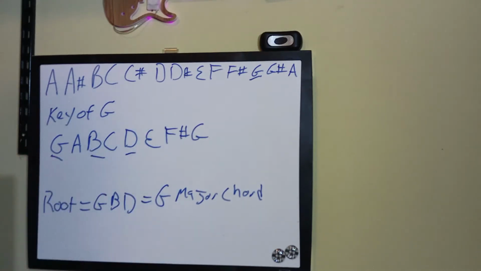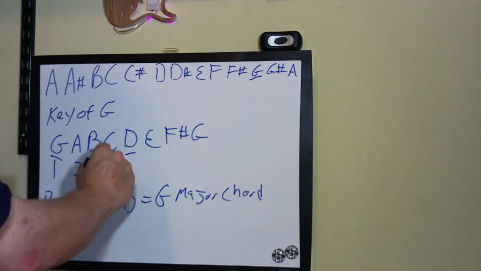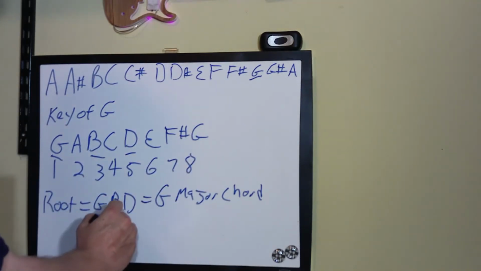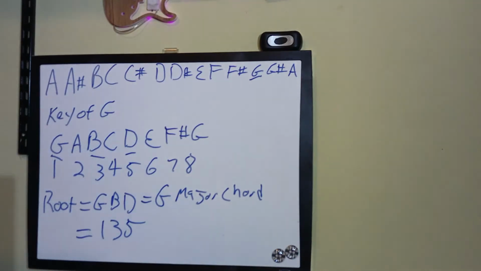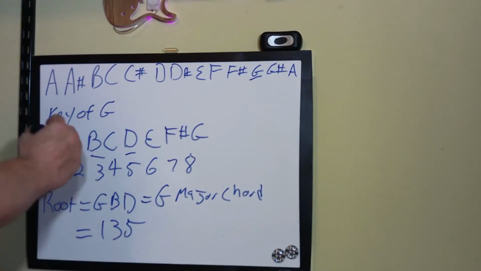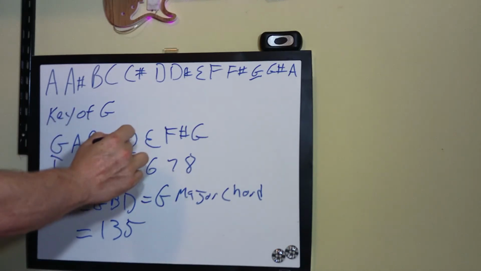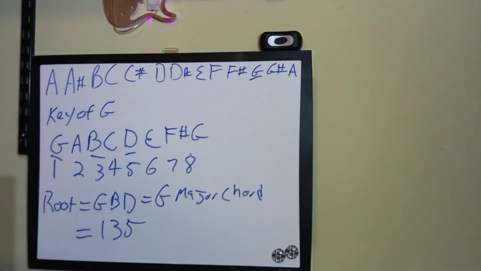So if we number each of these notes in the scale, we see that the root chord of the scale consists of the first, the third, and the 5th note of the scale. I wanted to take the time to point this out because the formula for a major chord is important and will come into play later.